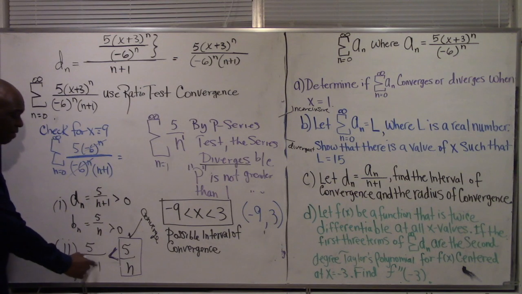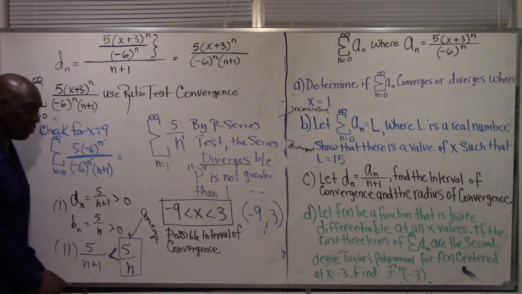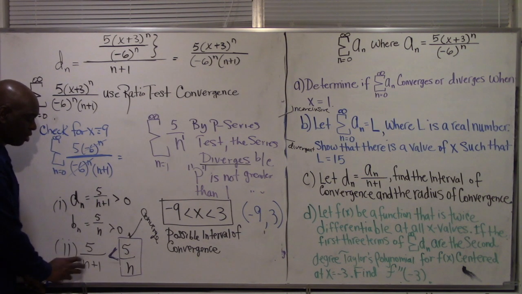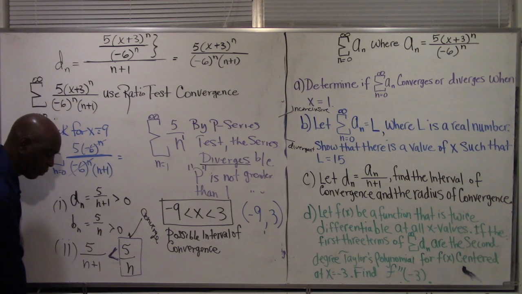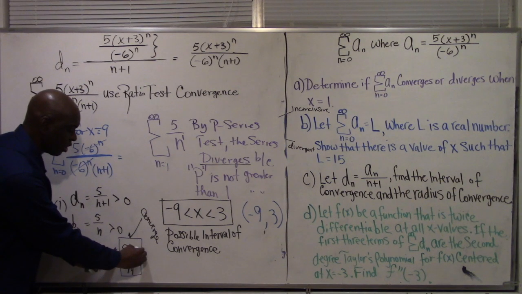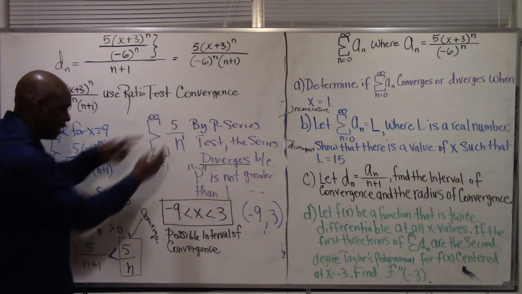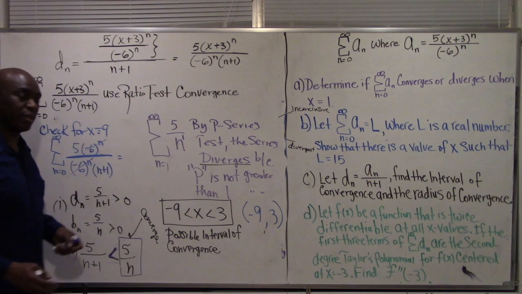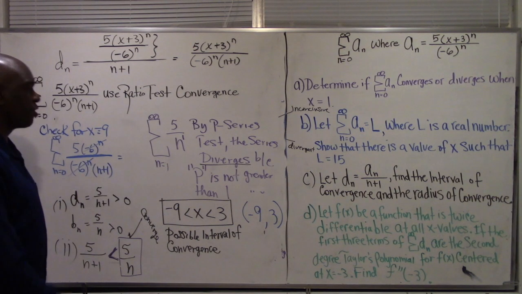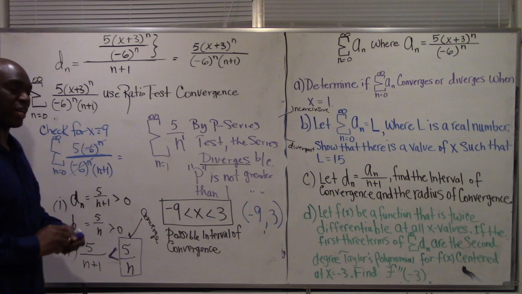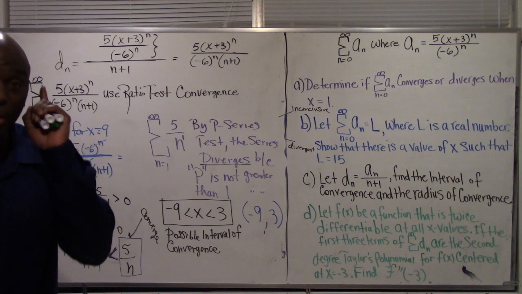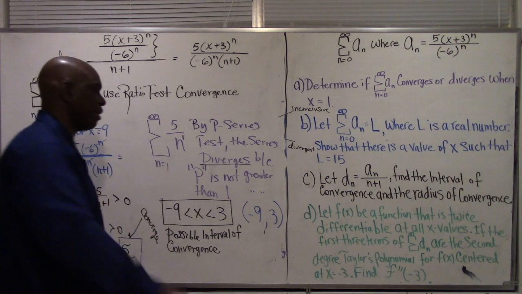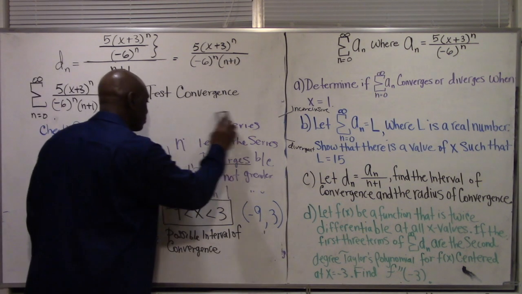Had 5 divided by n plus 1 diverged, then the larger one would diverge. So when the smaller one goes down further with divergence, it pulls the larger one down with it. Better yet, when the larger one converges and goes upward, it pulls the smaller one up with it. That's the direct comparison test. So this test fails. That's why I don't like to use it. Use the limit comparison test. There you go.